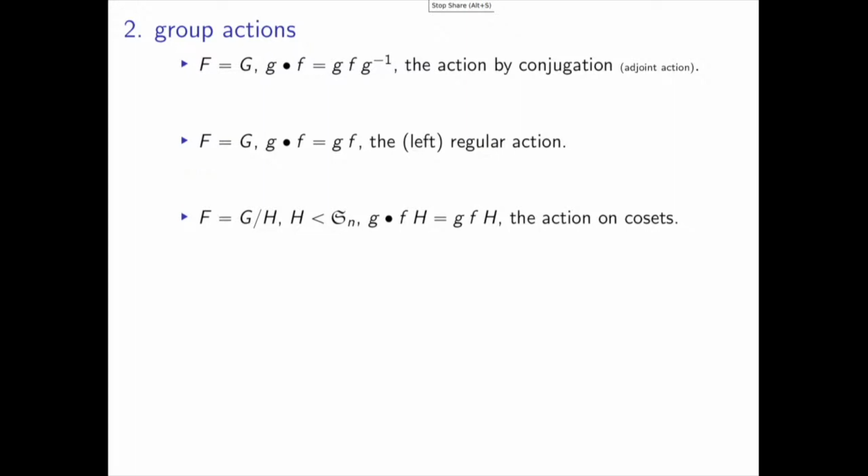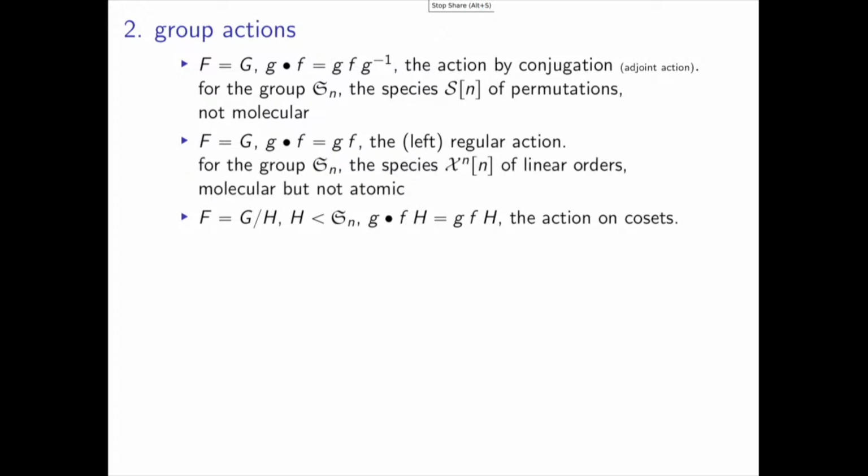Three examples. The action by conjugation, or adjoint action, is for the symmetric group just the species of permutations. We saw this actually. Then the left regular action is just the species of linear orders. And then there is a relatively generic way: the action on cosets is the quotient species. So it's just a name. But these help you because you can draw pictures actually.